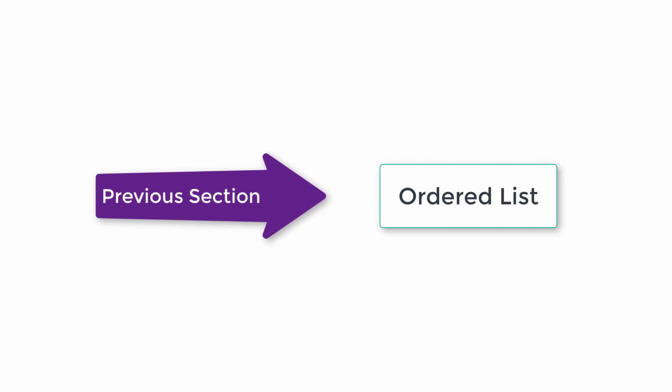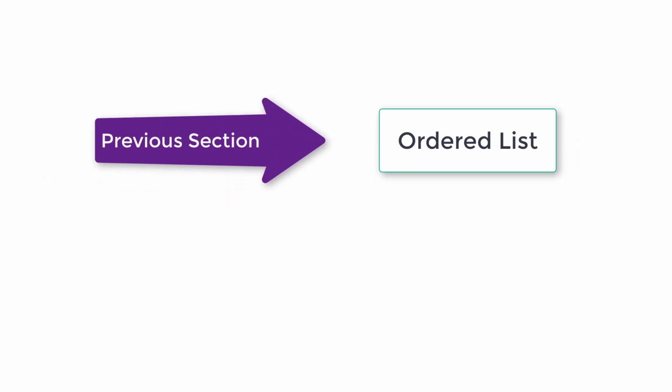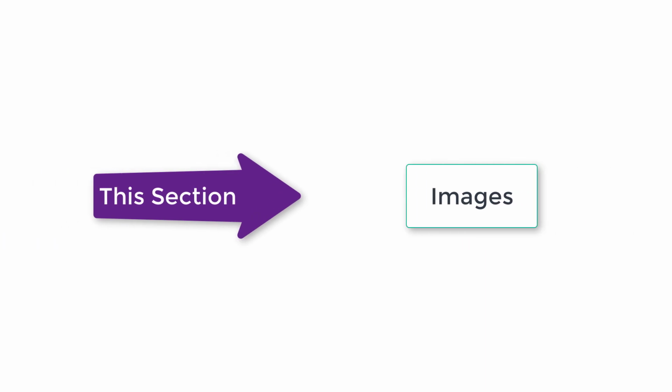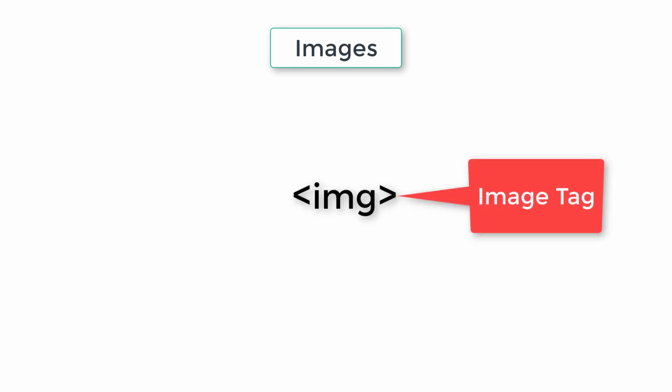In the previous section, we have learned how to create ordered list. In this section, we will learn how to add images in web page. To add images, we have to use img or image tag. It is a self-closing tag.